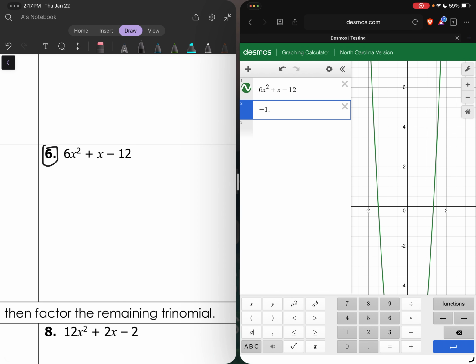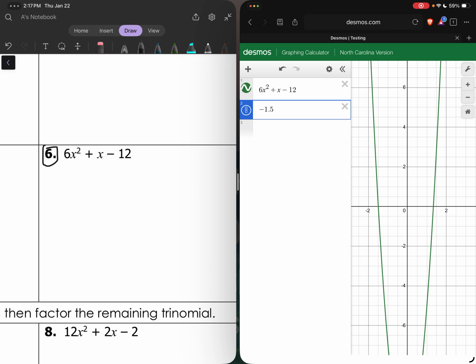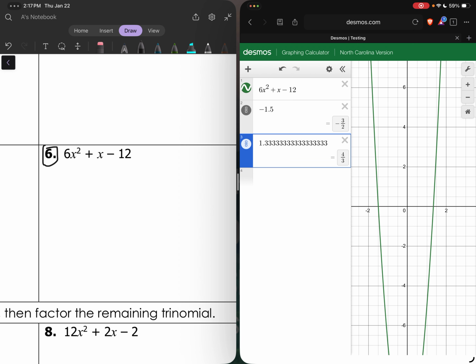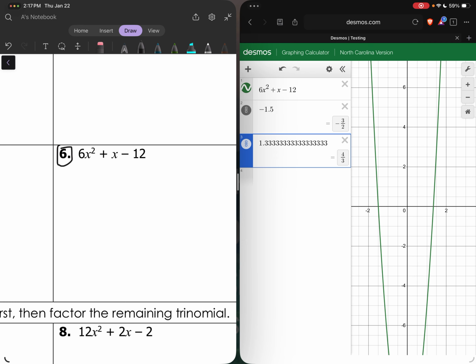Negative 1.5 is negative 3/2 for the left coordinate. 1.333, put in a bunch of 3's, is 4/3. So these are the two x-intercepts that I have. Don't forget to flip the sign, which is what I did not do on the previous problem, so I apologize.